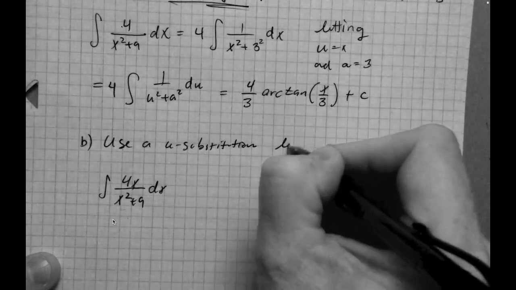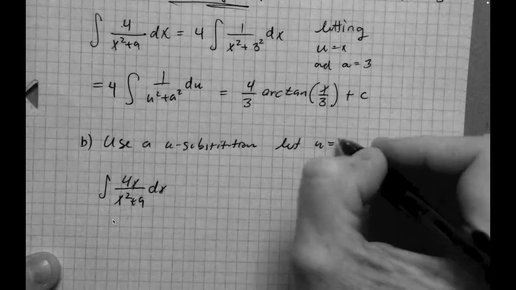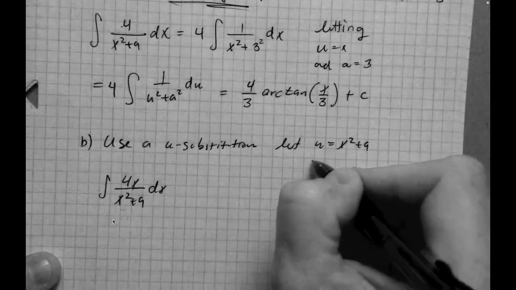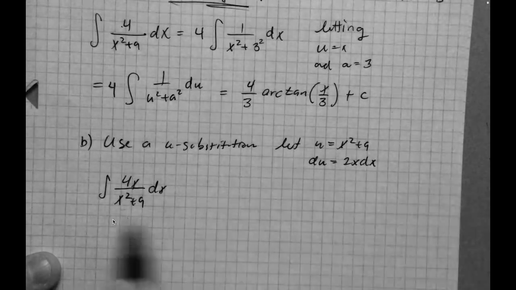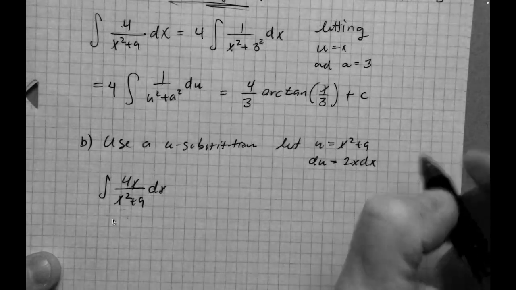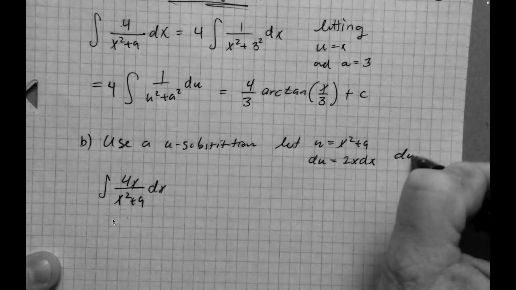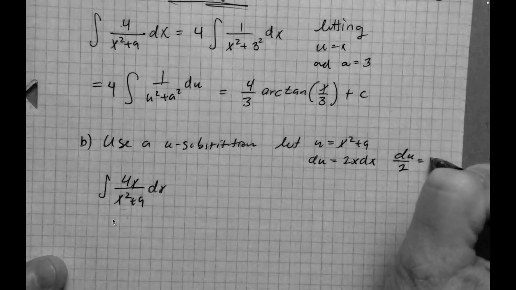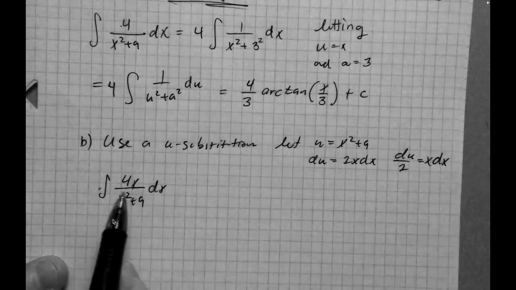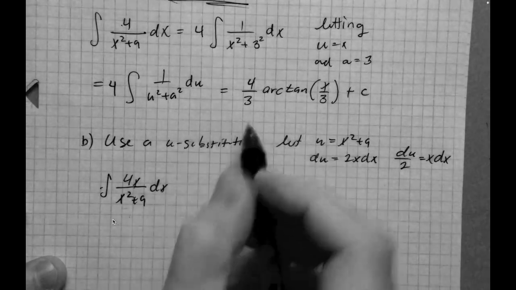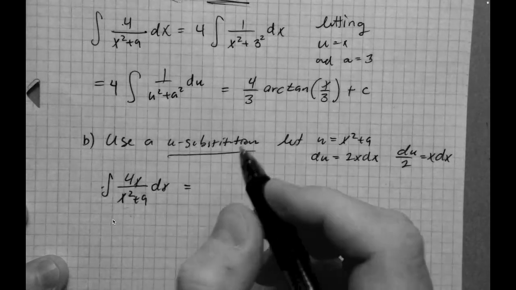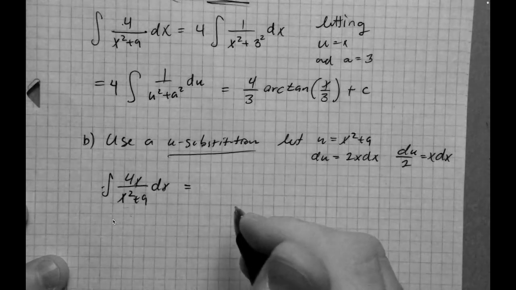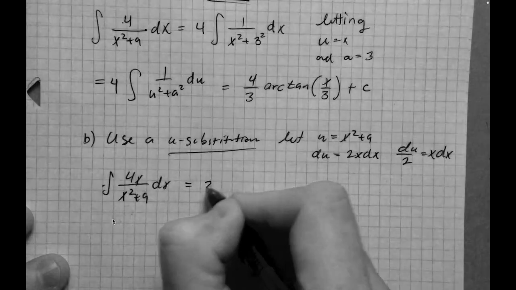Okay, so we'll let u equal x squared plus 9, then du is 2x dx, and so that means du over 2 is equal to x dx. Okay, and so that's the basic idea here. And so we can go through this, and we would say, what would we say? So we would pull the 2 out front here.